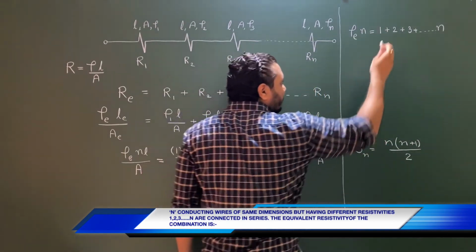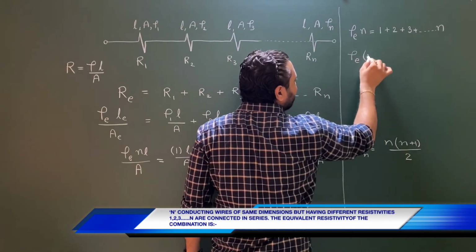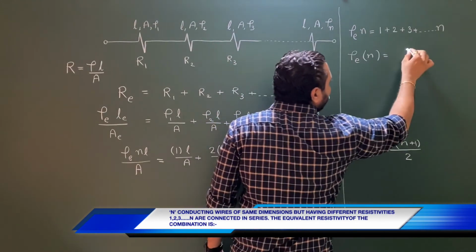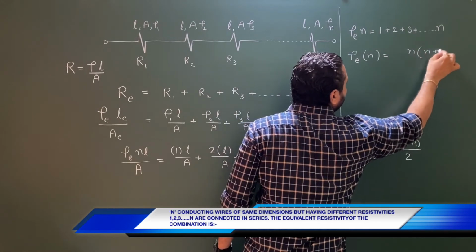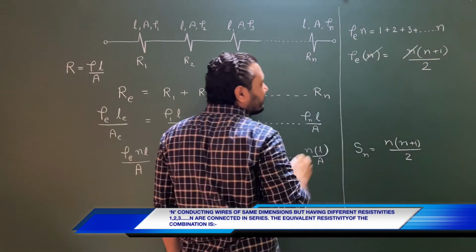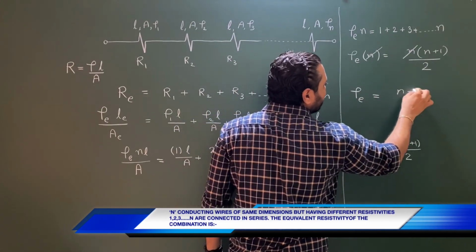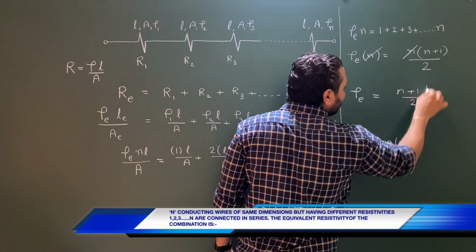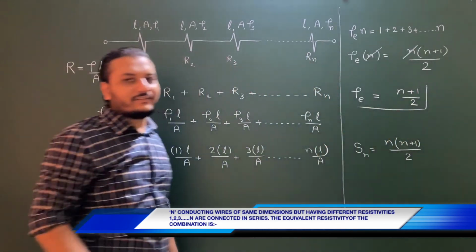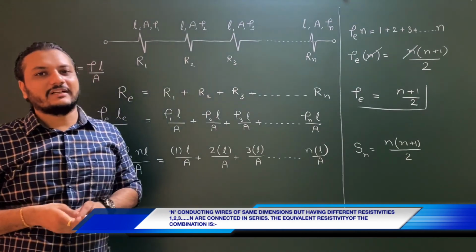So if you plug in this formula over here, you will get rho effective into n is equal to n into n plus 1 whole divided by 2. This n and this n get cancelled. From here, rho effective is equal to n plus 1 divided by 2. So the effective resistivity of this combination is given by n plus 1 divided by 2.